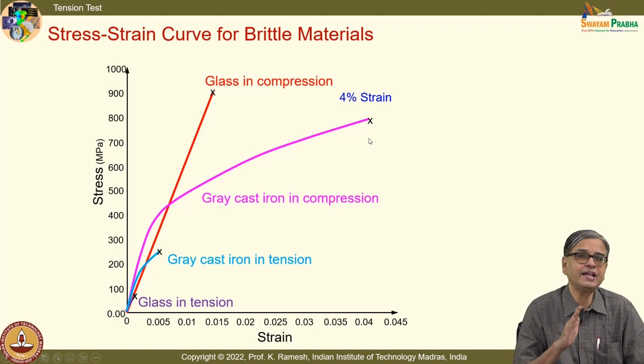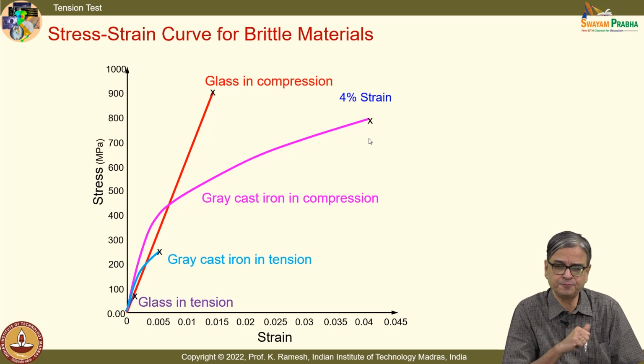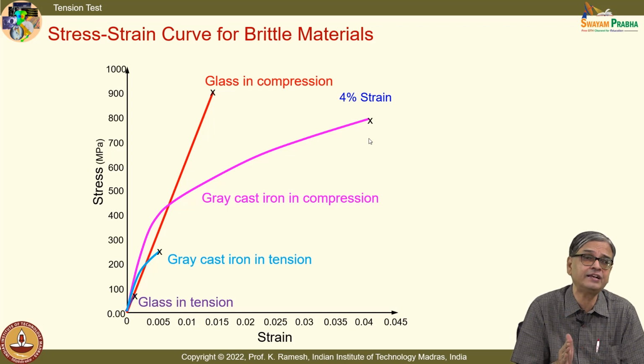So the striking observation is when you perform a test, the test tells you brittle materials are very strong in compression, they are very weak in tension, and the level of strain that they can withstand is much smaller when you compare it with the ductile material. The next one we will see is the ductile material.